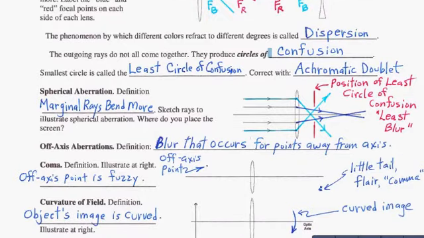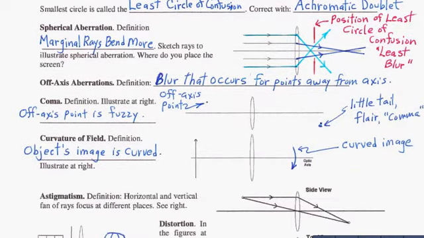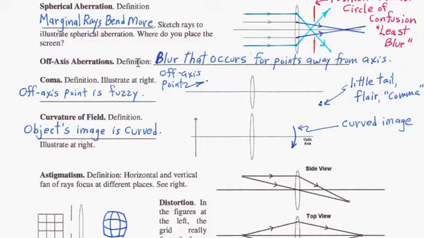Here we have a third kind called the off-axis aberrations, and here these are blurs that occur for points away from the axis. So if I have a point up here off the axis, this is the optical axis, or the optic axis here through the center of the lens. That point will have an image that's a little bit blurry, like having a little tail, a little flare, a little comma, like a comet. So this point is not imaged as a point. This is a problem in trying to get good pictures.